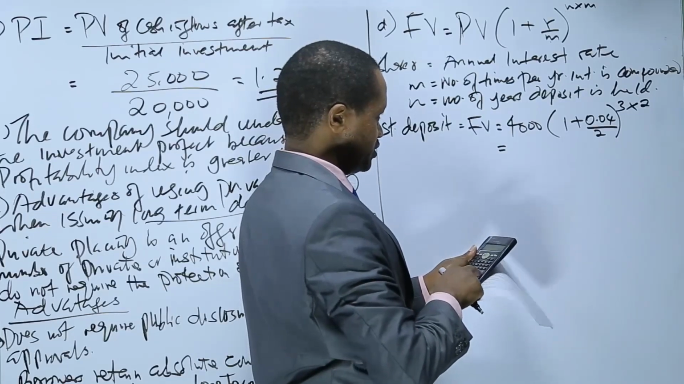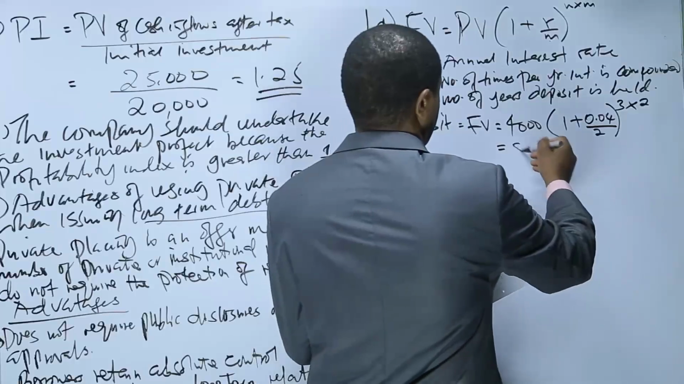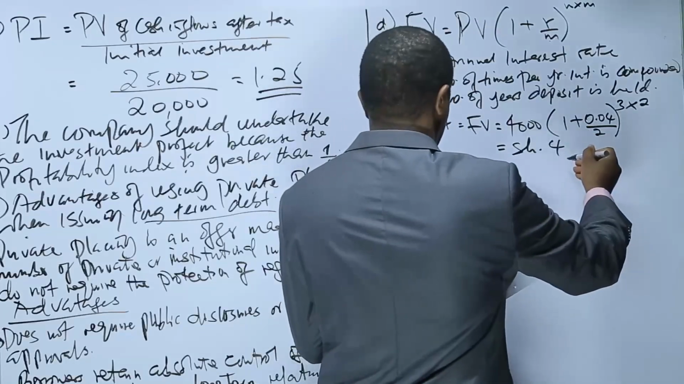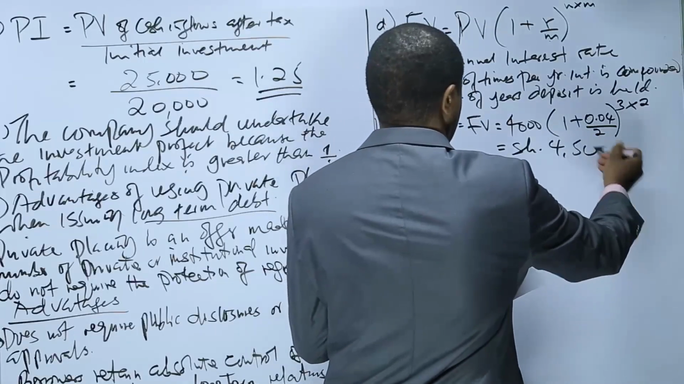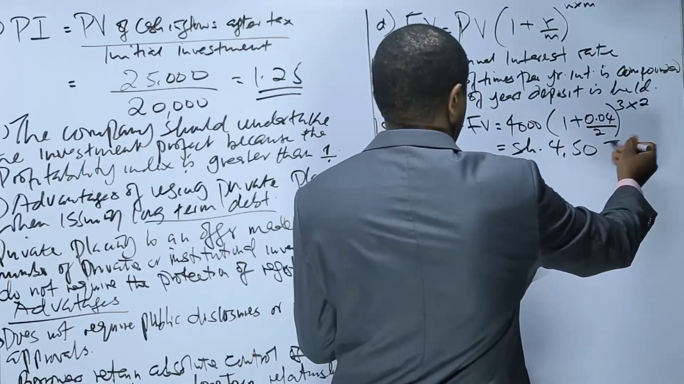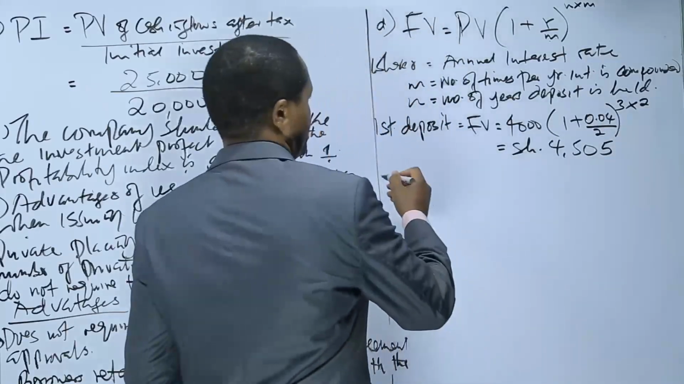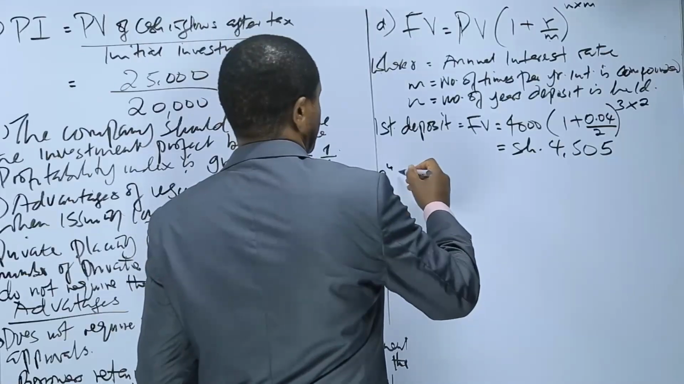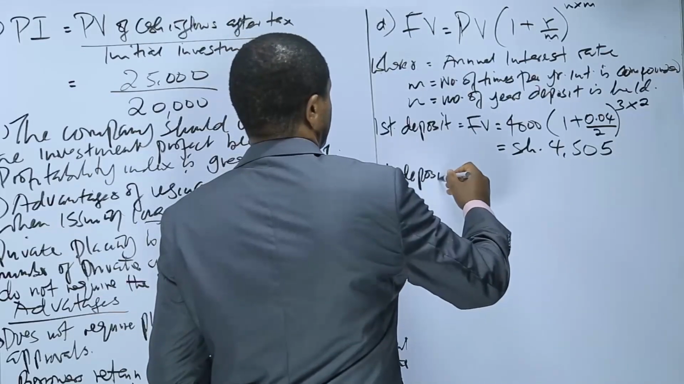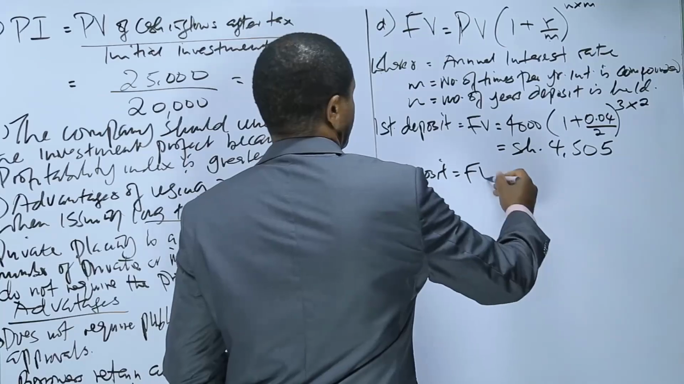Multiply by 4,000. This is equal to 4,505 shillings, rounded to the nearest decimal. Then I do the second deposit. Second deposit. What is the future value?